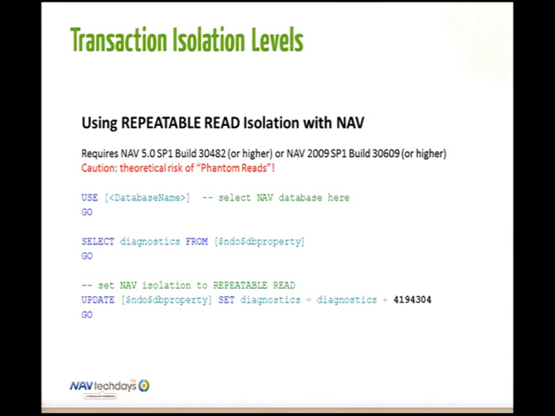Since these NAV versions, we can apply a binary switch in the DB property tables. Yes, it's a field called diagnostics. By default, it's empty. There are some binary diagnostic switches that can be added to this. And if this one is applied, then NAV is using repeatable read isolation instead of serializable. So it's shifting down one gear.